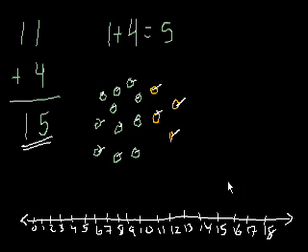So we have 11. Let me circle 11. Let me see where 11 is on the number line. 11 is here, right? And we're adding 4. So when you add, that means we're going to increase 11 by 4. When you increase, we're going to go up the number line, to the right, because the numbers are getting bigger. So we'd go 1, 2, 3, 4. Bam! We're at 15.